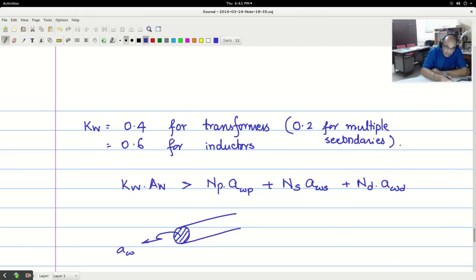Normally the wires also come with an enamel around them, so that they are insulated when you are winding. The touching windings should not become a short circuit, so the wire is enameled and insulated in that way. That is another cause for loss of window area. So this relationship is important.